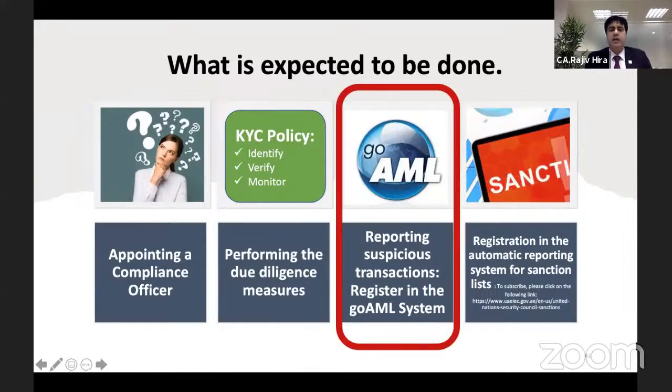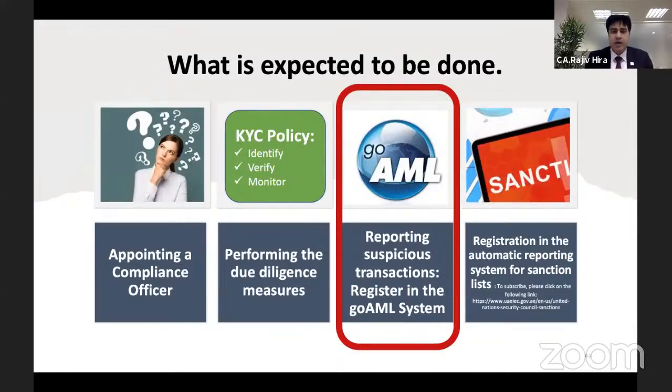The third layer is where the target date is coming up, 31st March. We need to register ourselves. The framework says to report suspicious transactions in the goAML system. So before even reporting, we need to first register. 31st March is the date for registering on the goAML system.